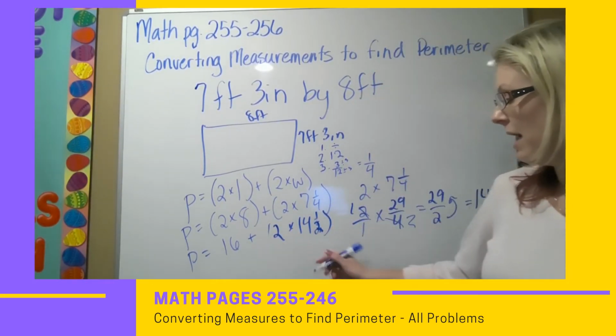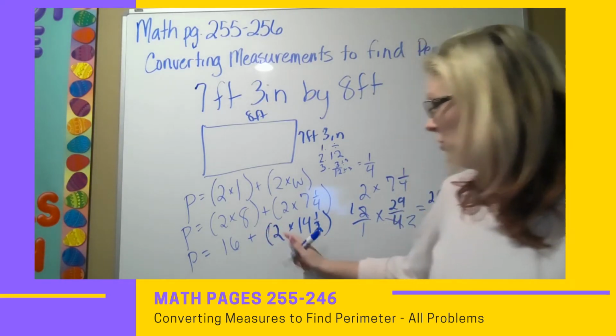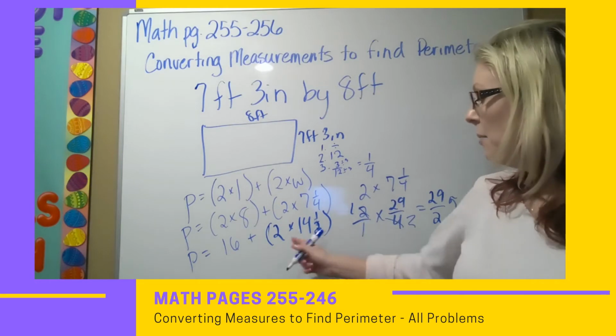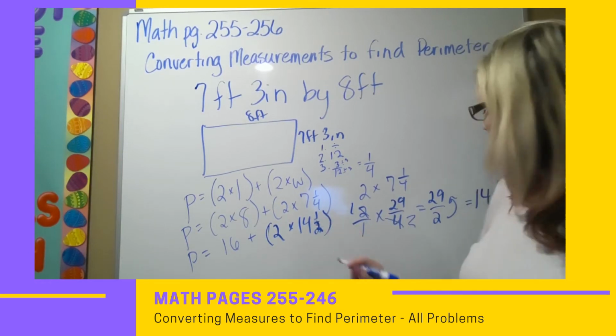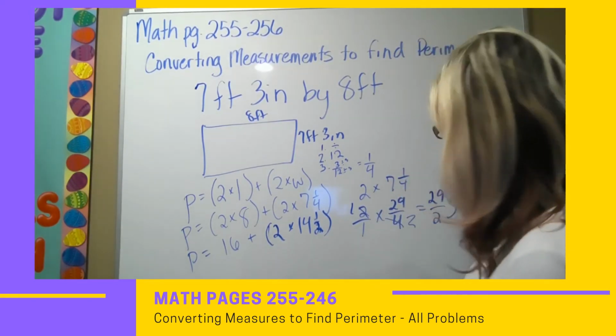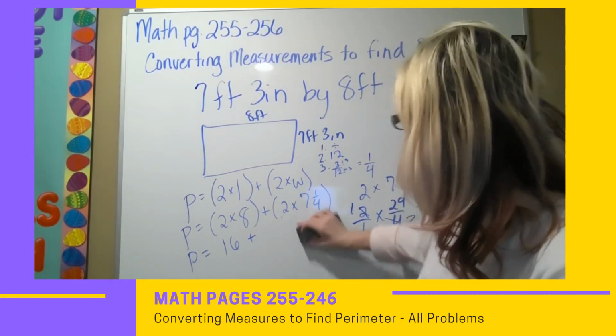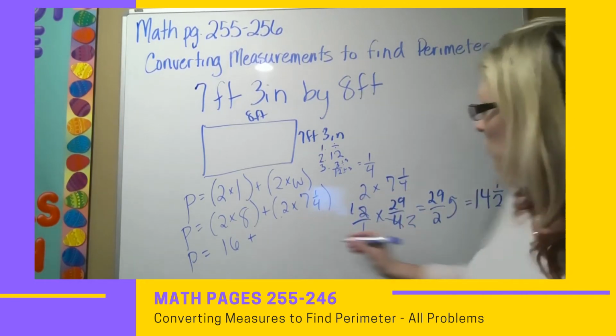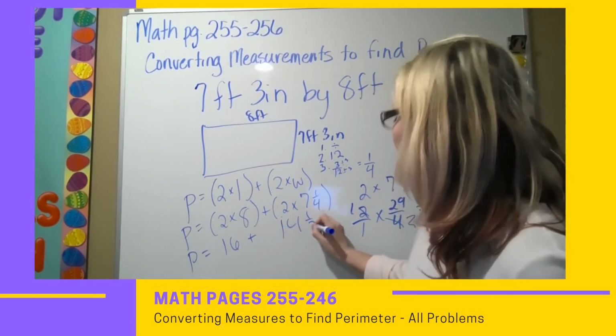Because I now have 2 times 14 and 1/2, I still have to do the same thing by going ahead and, I'm sorry. No, that was 14 and 1/2. What did I do wrong? I know, y'all caught me. Good job. Okay. I just did that over here, 2 times 7 and 1/4, so I have 14 and 1/2.